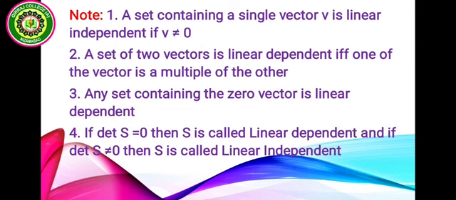In the determinant form, if det S equal to 0, then S is called linear dependent, and if det S is not equal to 0, then S is called linear independent. So once again, a non-zero vector singleton set is linear independent. If one vector is a scalar multiple of another, then those vectors are linear dependent. Any set containing the zero vector is linear dependent. In the determinant form, if det S equals 0, then S is linear dependent, and if det S is not equal to 0, then S is linear independent.